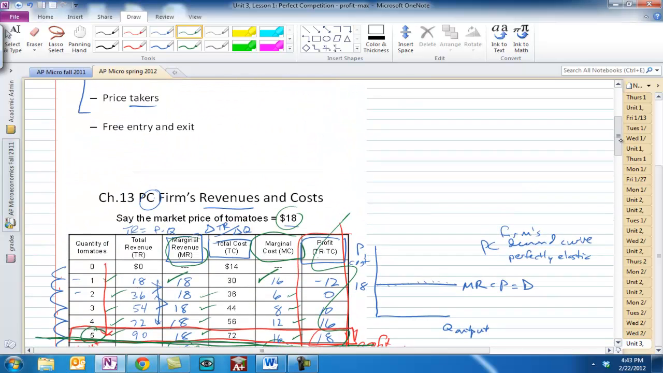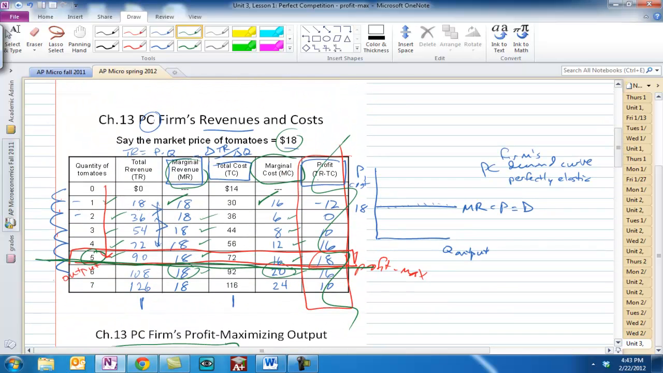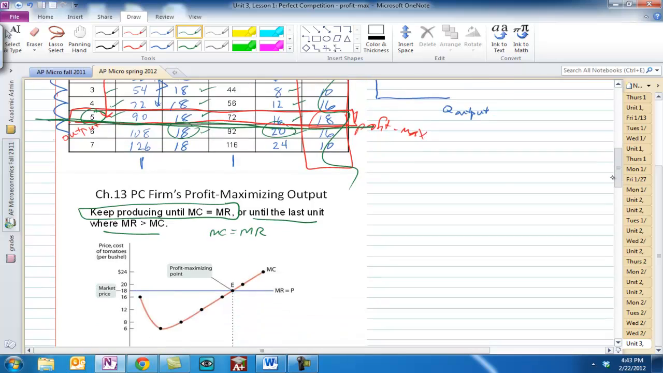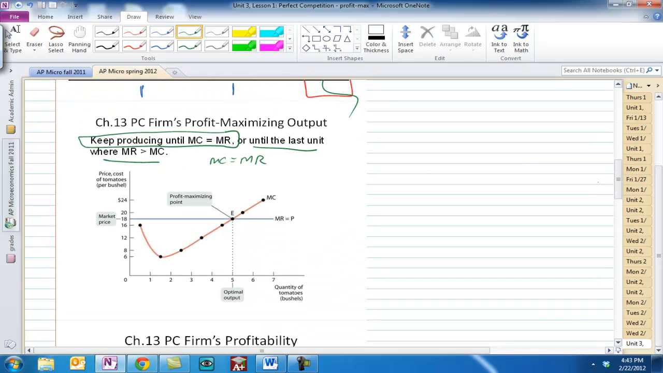Now when you're dealing with the table, notice there are no units of output where marginal cost is exactly equal to marginal revenue. So what you want to do is take the last one that doesn't go over, the last one where marginal cost is not above marginal revenue, and then stop there. Okay, that leads into how do we show this on a graph.